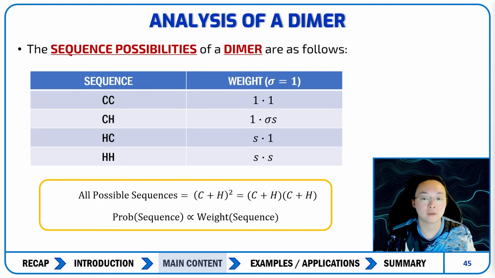You can have 2 coil states side by side. And with these 2 coil states side by side, we know that their weight is 1 times 1. So that's for each of them. And then for CH, we know that C is always going to be 1. We know that H that comes after a C is sigma S.